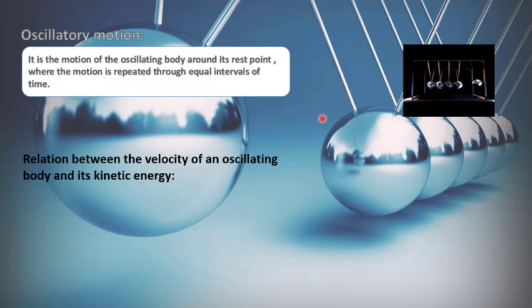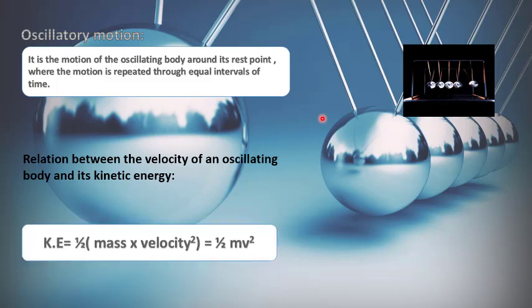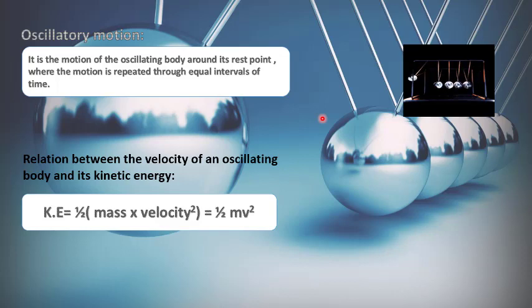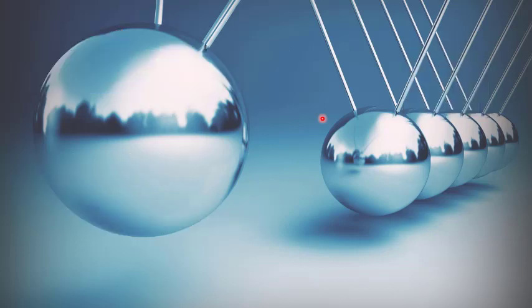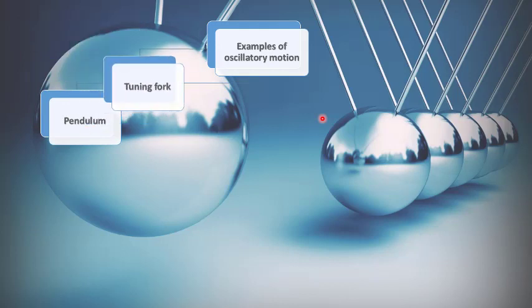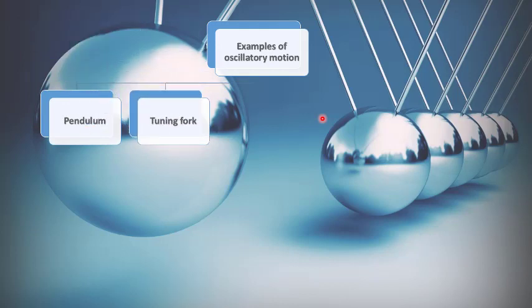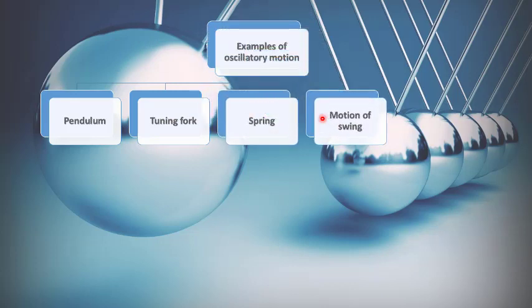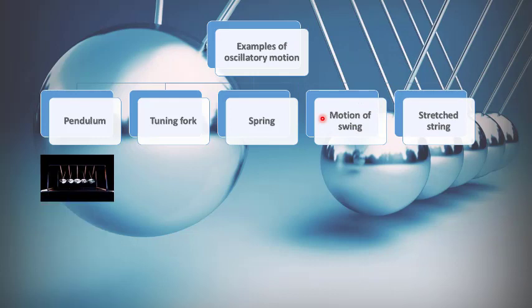The relation between the velocity of an oscillating body and its kinetic energy, we can calculate it from this law, which is kinetic energy equals half mass times velocity power 2. Examples of oscillatory motion are the motion of a pendulum, the vibration of a tuning fork, a spring, the motion of a swing, and a stretched string.